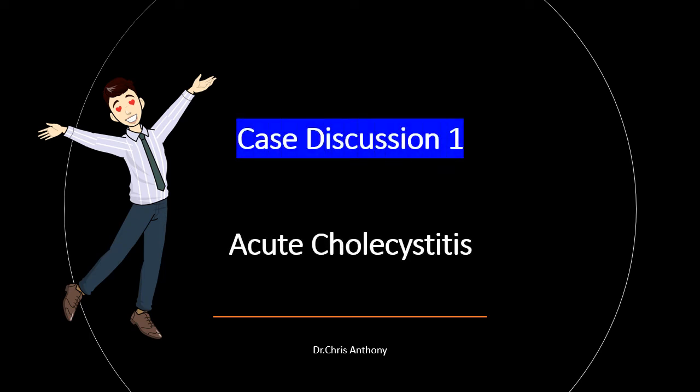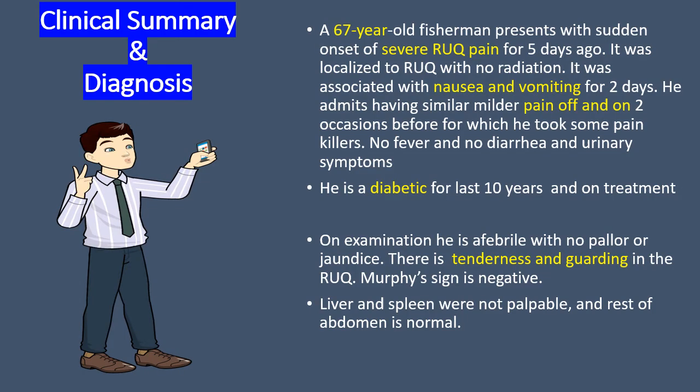Welcome to today's case discussion number 1 on acute cholecystitis. This is a clinical summary of the patient. He's a 67-year-old fisherman who presents with a sudden onset of severe right hypochondrial pain for 5 days.